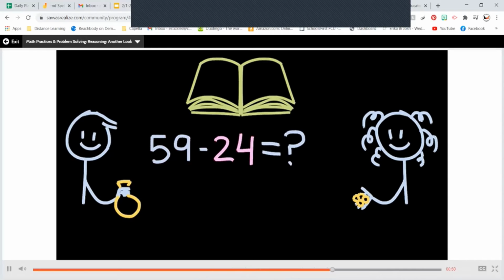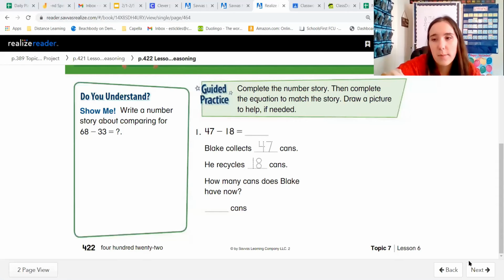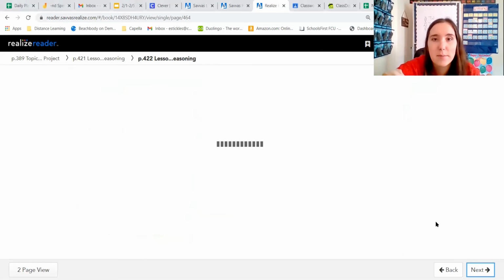59 minus 24 equals 35. So Hector has 35 marbles left. Given a problem, I was able to write a number story, show two friends sharing, and complete the equation to match the story. That wasn't so bad after all. Okay, we need to turn the page so we can do a couple problems on the next page here.